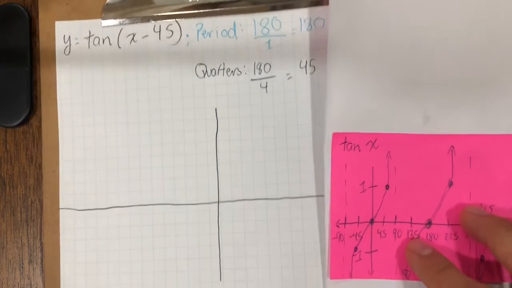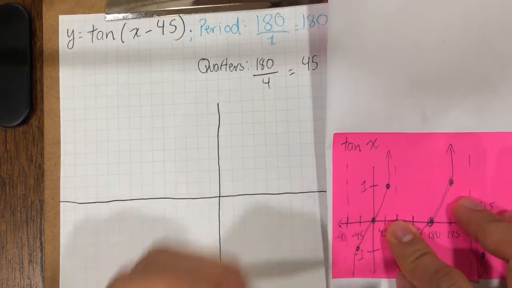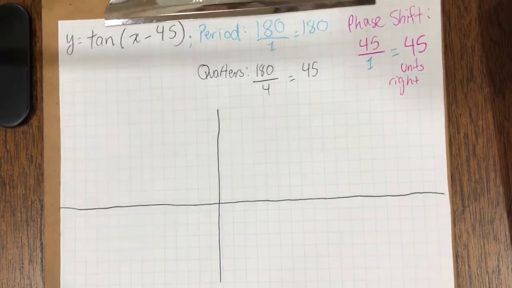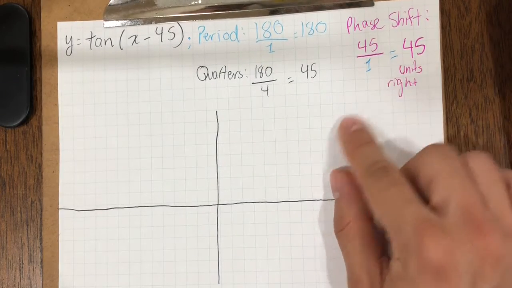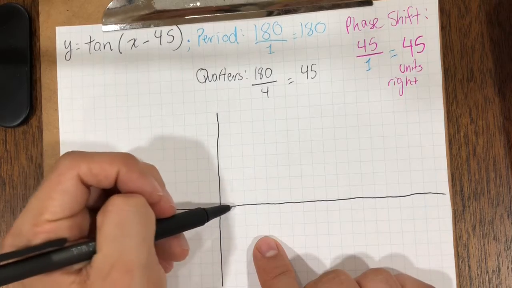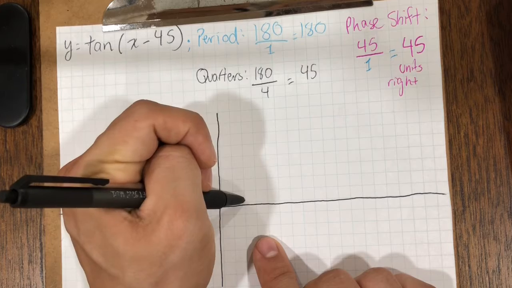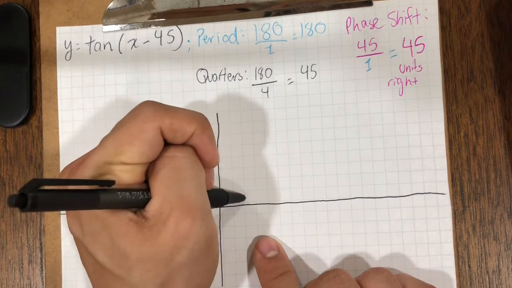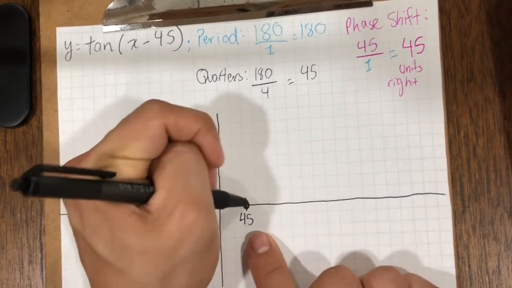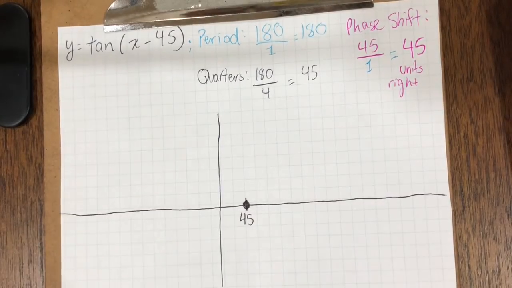Now, if we recall the previous video, we always start at the origin, which is 0, 0. However, we actually do have a phase shift going on, which is 45 units to the right. So instead of starting at 0, 0, I'm going to start at 45, so somewhere right here. We start at 45, 0. That's going to be my midpoint, the middle point of the graph for tangent.